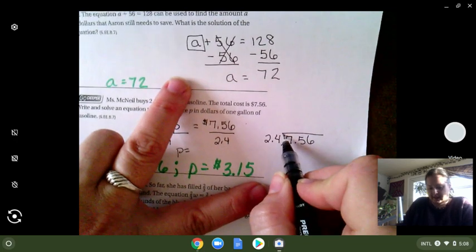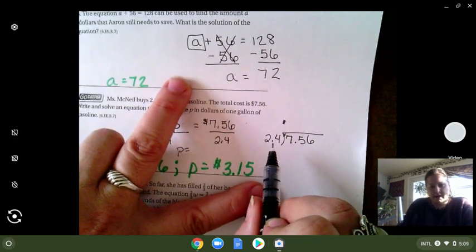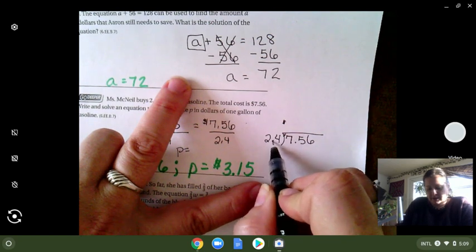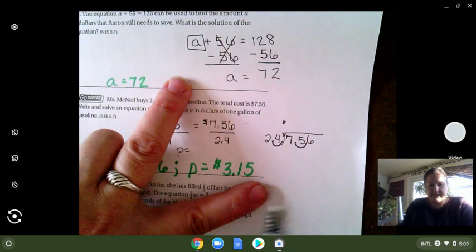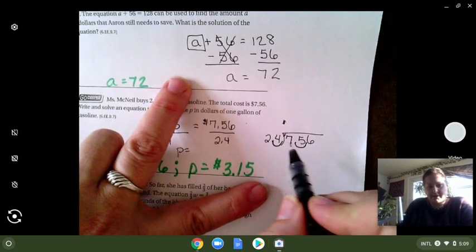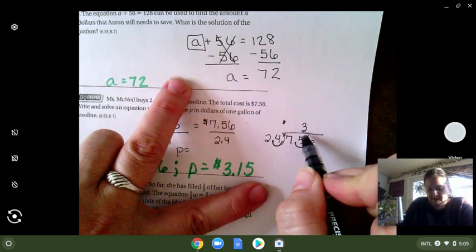So this is dollars, so we will have dollars in our answer. But remember, when you are dividing by a decimal, you need to multiply by 10 on both the outside and the inside to get rid of that decimal. You need to move it over, and then we can multiply. So 24 will fit into 75. It fits in there 3 times.